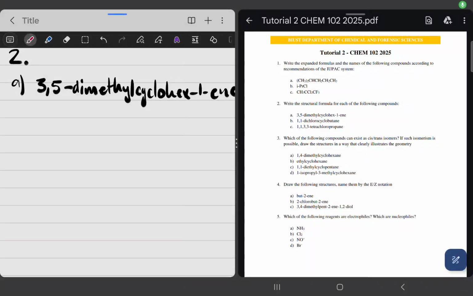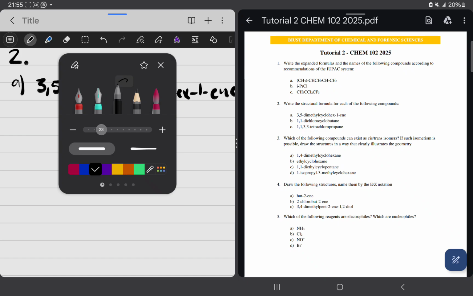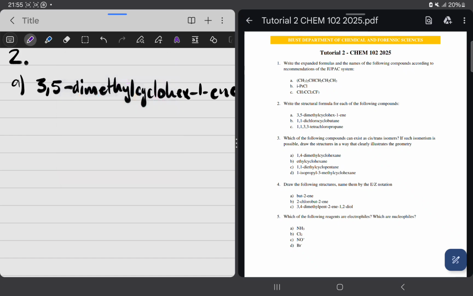Let's look at number 2a. This is becoming easy for us, slowly and slowly. This is so easy for us. Let's see. Write the structural formula. Of course, when they say structural, we know what it means now. They want the displayed one.